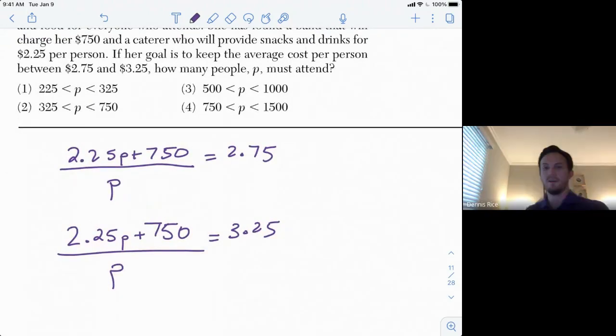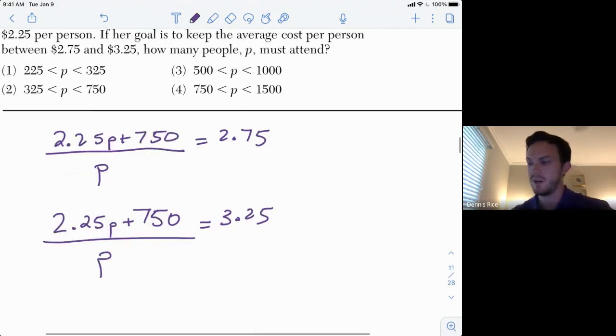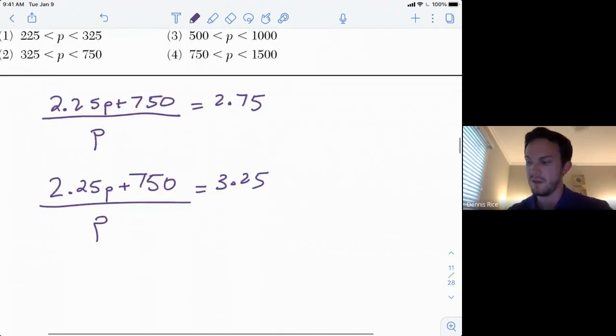These are showing how to calculate the average price per person. And this is what she wants. She wants it to be somewhere between $275 and $325. So every person costs $225, like a plate, basically, plus the $750. And I'm dividing by however many people go. That will give me my average. In other words, if 100 people go, I could add all those up and then divide by 100. So what we're going to do now is solve each of these inequalities. They're equations for now, but we're going to solve these equations.